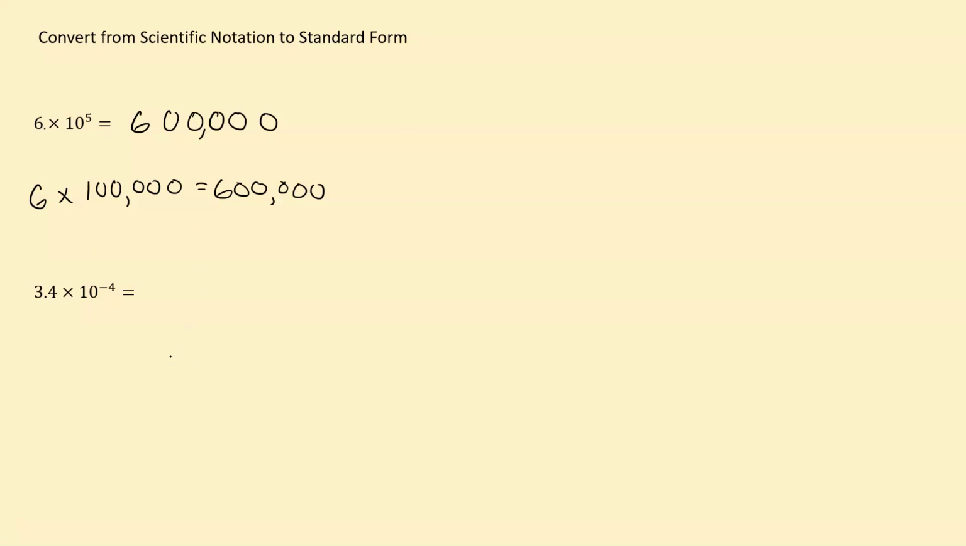So now let's go ahead and think about this next one. This one's a little different than what we've looked at because we have a negative exponent right here. So if we think about the negative exponent, what that means, I would have 3.4 and then times 10 to the negative fourth is the same as 0.0001.